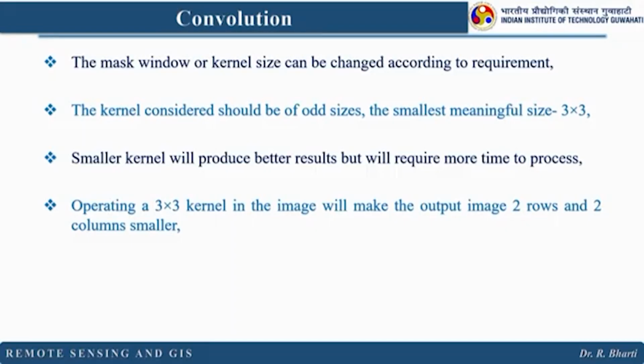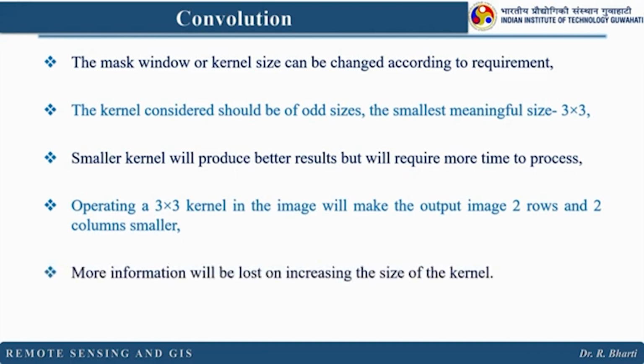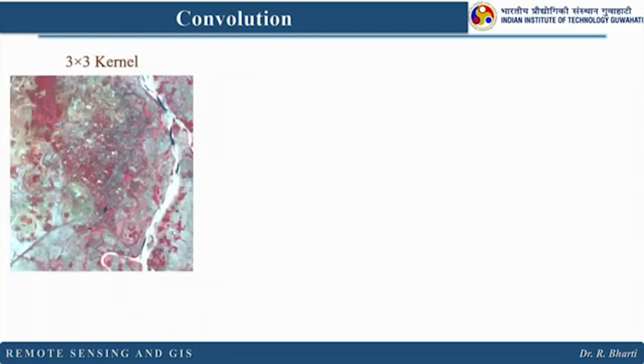Then operating a 3 by 3 kernel in the image will make the output image 2 rows and 2 columns smaller. How? Because you are going to miss the data for the boundary pixels. So that was the problem I told you in the previous slide. We will see what are the solutions. Then more information will be lost on increasing the size of the kernel, because if you increase to 7 by 7, then what will happen? Again you don't have pixels for the boundaries.